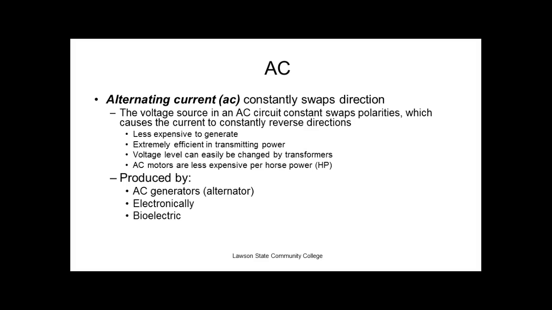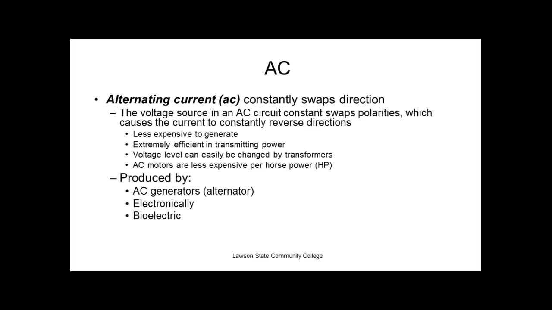But AC is a lot cheaper to generate. A DC generator is very expensive per kilowatt compared to an AC generator. And there's more to it. DC generators require more maintenance. They have a thing called a commutator on it. So you have to do more maintenance on a DC generator. Even though your AC generator has some maintenance, DC generators would have a lot. AC is extremely efficient to transmit, and we'll look at that in a minute. Voltage levels can easily be changed with what? Devices called transformers.